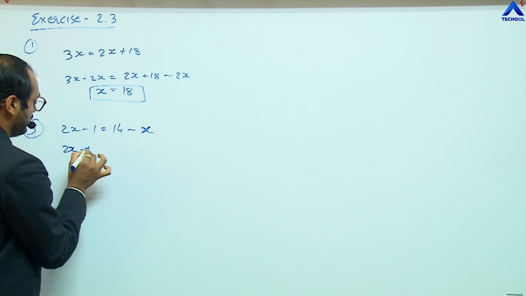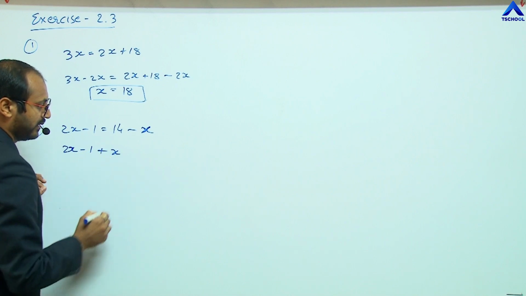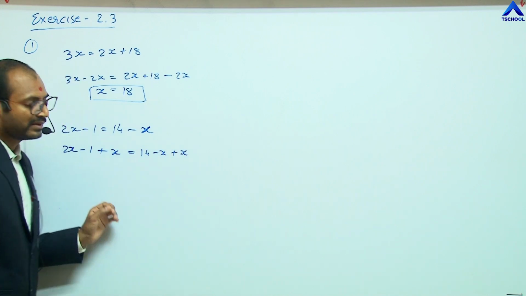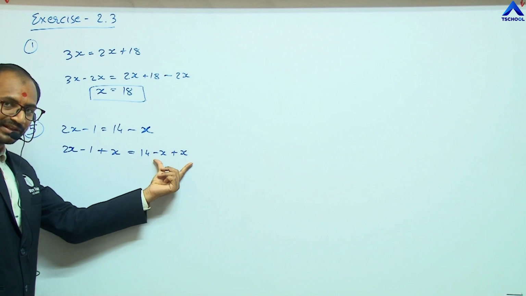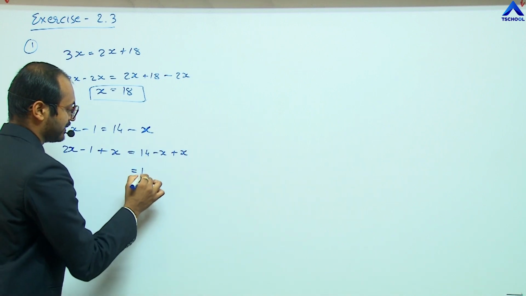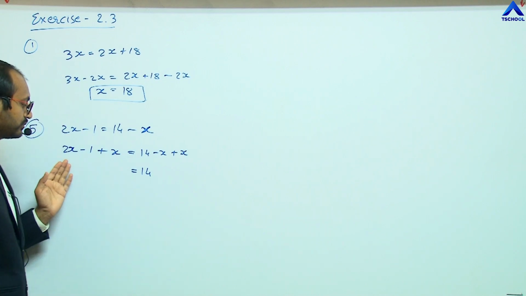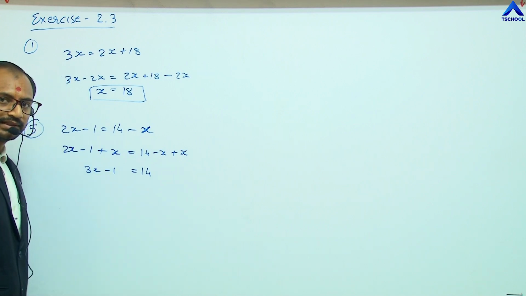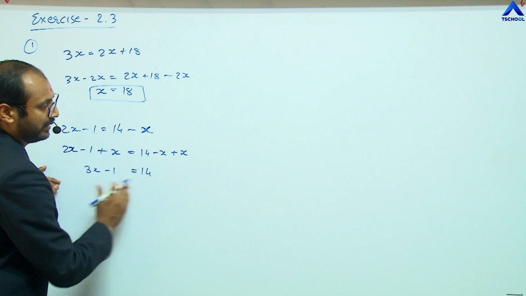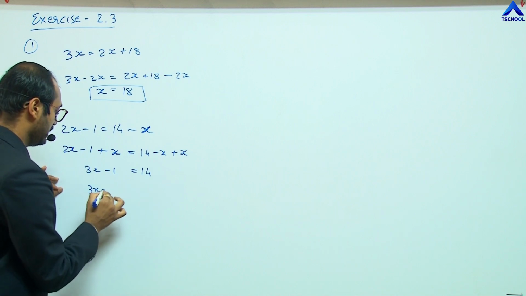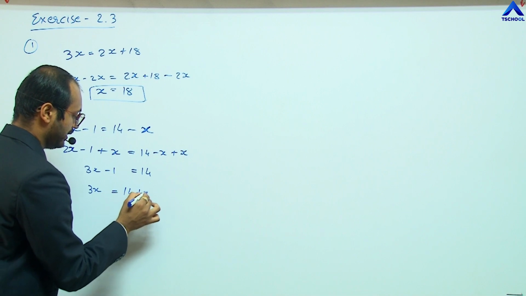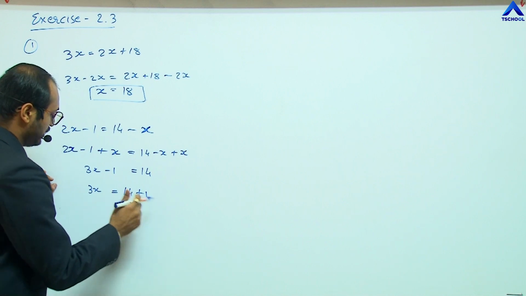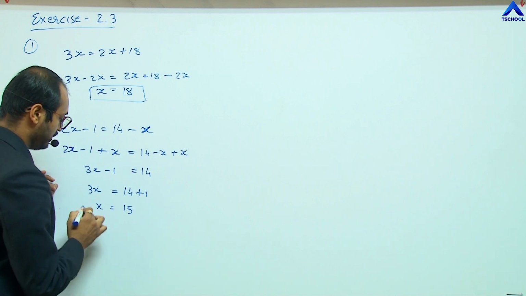So 2x minus 1 plus x equals 14 minus x plus x. What is this addition? 0. That means on one side x is now removed. 2x plus x gives 3x minus 1. Now add 1 on both sides to remove this 1. 3x equals 14 plus 1. Here minus 1 plus 1 gives 0. So here 3x equals 15.